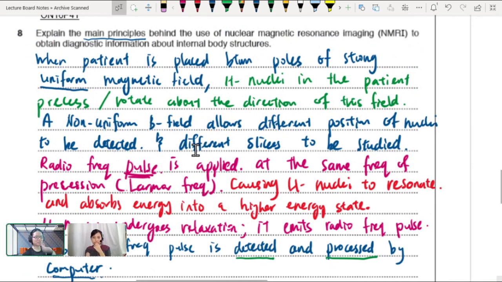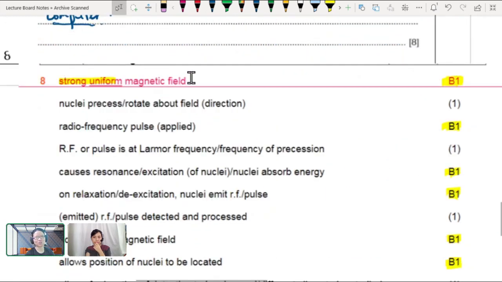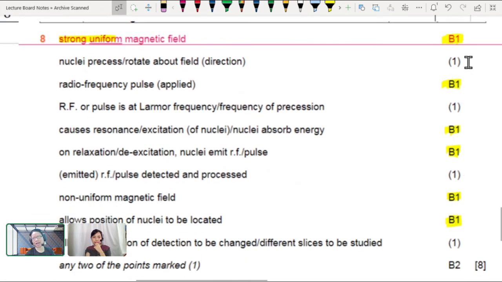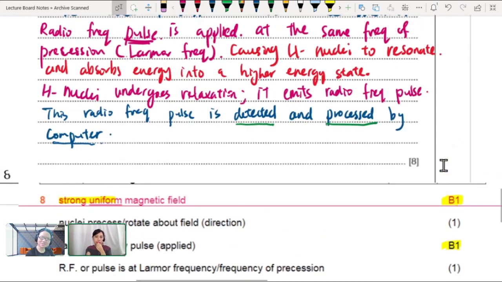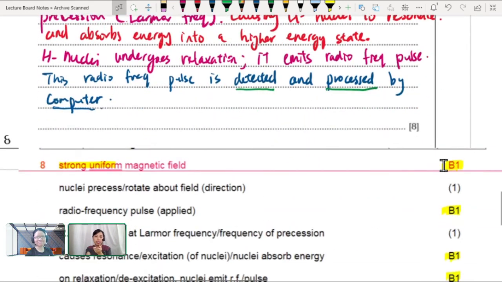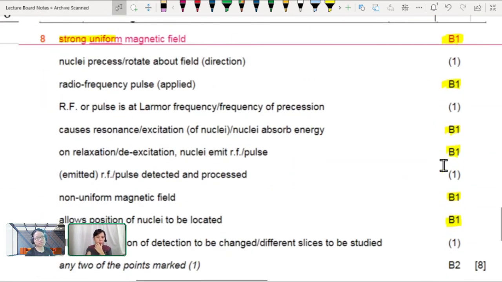Because I think of a story, so I start. Patient is placed between poles of strong uniform magnetic field. There, strong uniform magnetic field, 1 mark, etc. The bracket marks is any 2 out of 4, you will get full marks already. If you want to be extra and write everything, you can get 10 out of 8 marks, which will then be 8 out of 8 marks. Am I missing anything else? Nope, sounds good. So don't memorize the whole paragraph. If you know the points, or make the story make sense in your brain, then you can write a coherent piece.